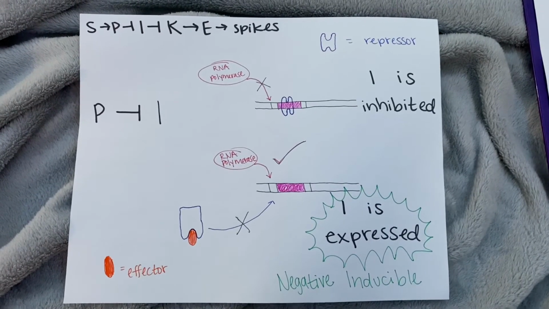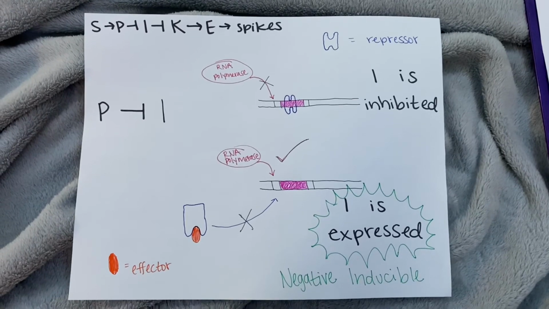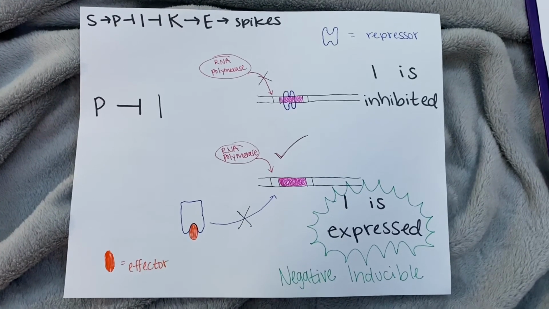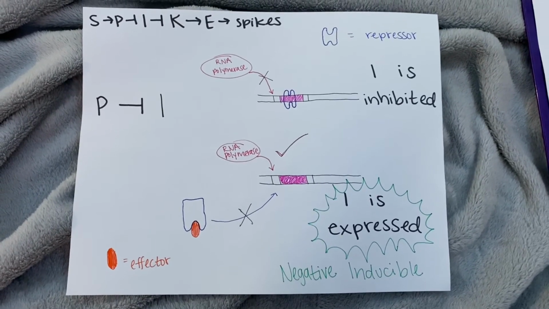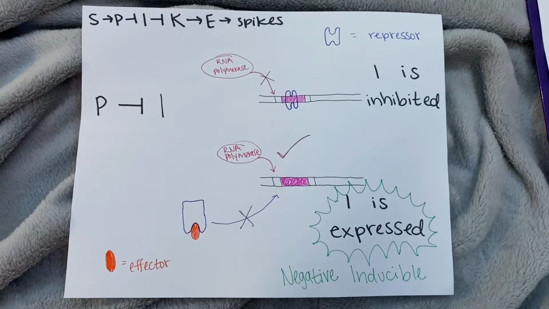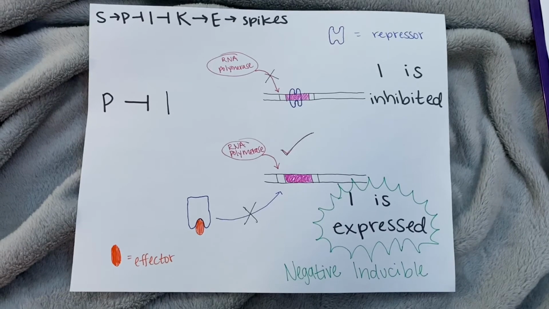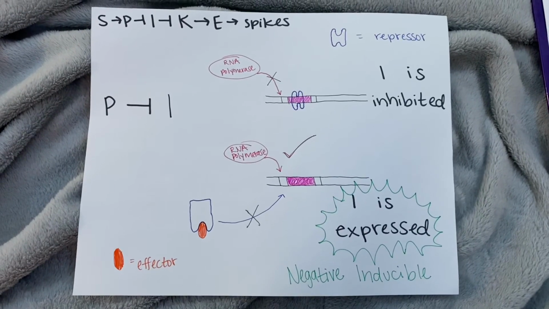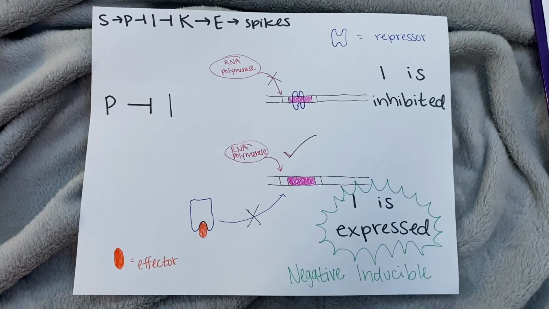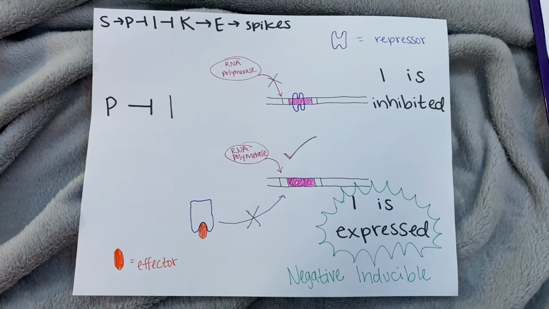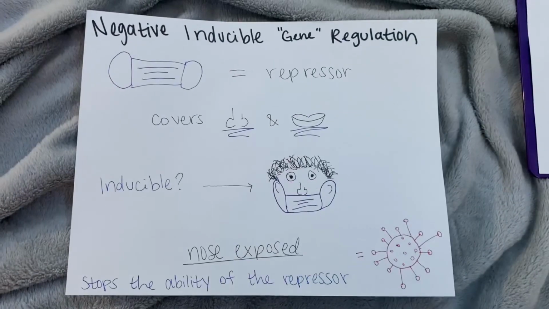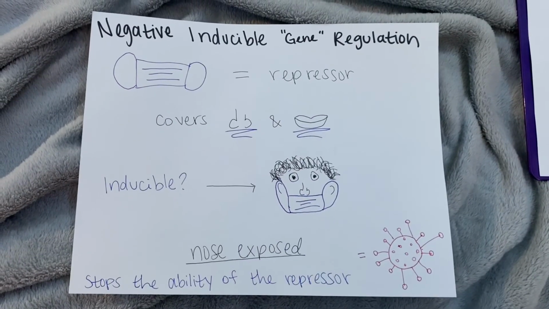P normally inhibits the expression of I. Let's say there's negative inducible gene regulation involved in the scenario. A repressor binds to the DNA, so transcription is turned off, and I is not expressed. An effector can come in and bind to the repressor. This changes the shape of the repressor, so it can no longer bind to the DNA. I is expressed in this case.